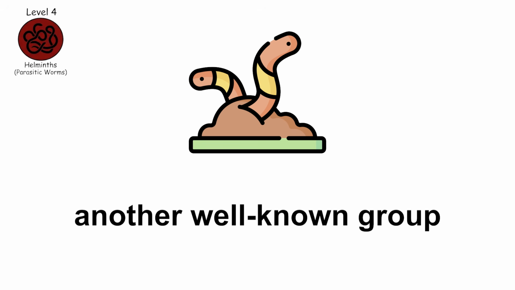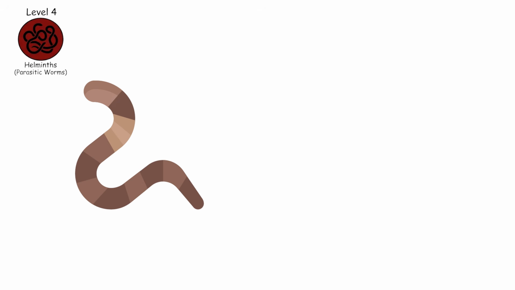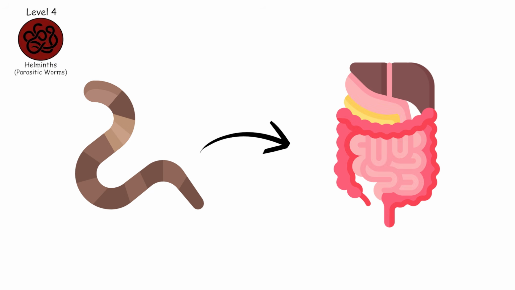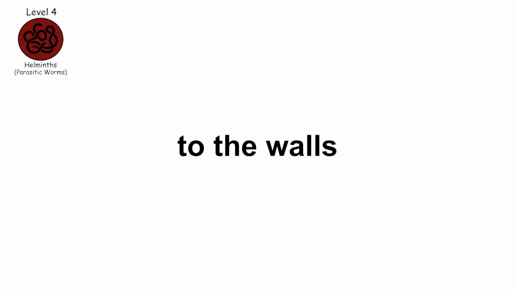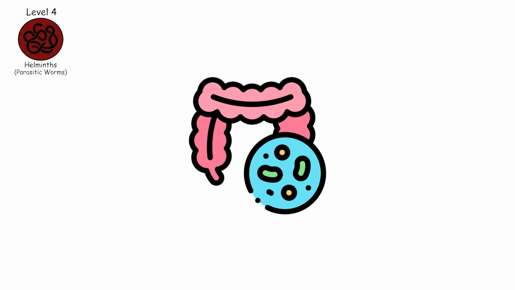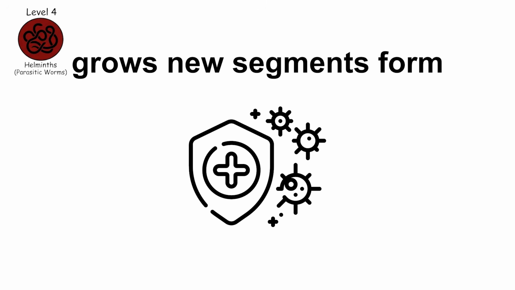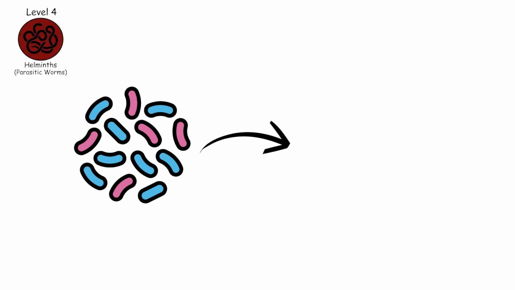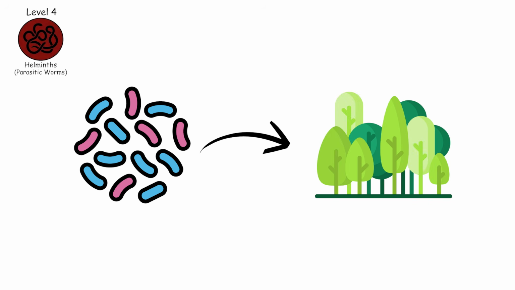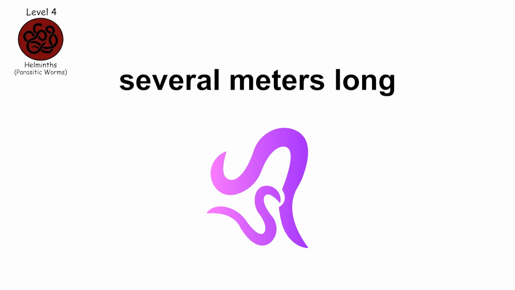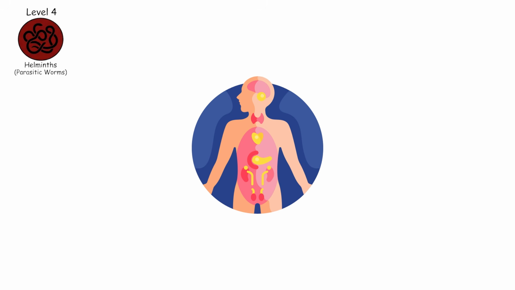Tapeworms are another well-known group of parasitic worms. These parasites live inside the digestive tract and attach themselves to the walls of the intestine using specialized structures at the head of the worm. Their bodies consist of many repeating segments, each capable of producing eggs. As the tapeworm grows, new segments form, while older segments break off and leave the host's body, spreading eggs into the environment. Some tapeworms can grow several meters long, making them some of the largest parasites that infect humans.